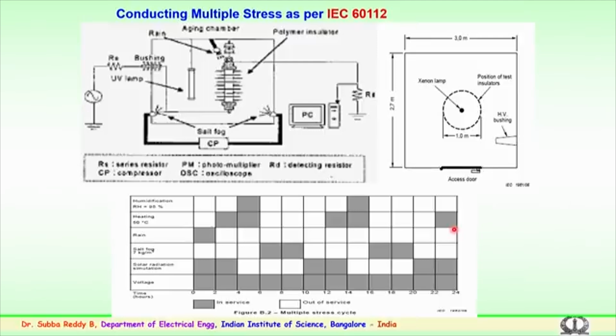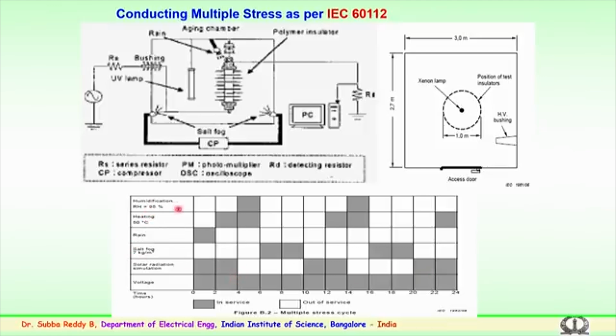Here we have to simulate several conditions, which again involves a lot of effort, wherein the chamber as per the standard shows the arrangement for various parameters. You have to have a high voltage, you have to have the samples for salt arrangement, rain arrangement, UV arrangement, humidity, temperature, and so on and so forth. So, again this requires a lot of effort. This is being developed. Before that we have done the preliminary experimentation using the various multiple stress cycle.